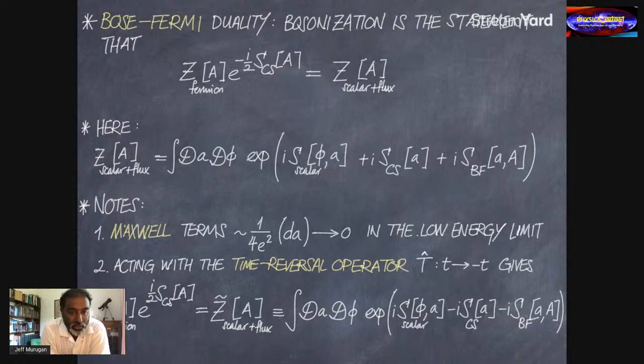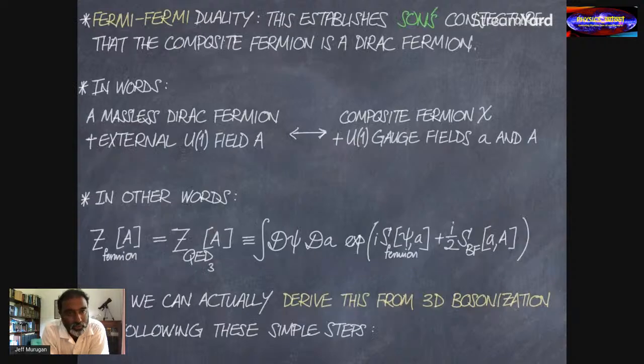Well, if you do that, you actually get another version of this duality that says that a fermion coupled to e to the plus i/2 S Chern-Simons — notice the minus in the top line and the plus in the bottom line — is equal to this Z tilde of a scalar plus a flux, where the Z tilde is the same as Z, except the Chern-Simons term gets a minus sign and the BF coupling gets a minus sign. This actually makes all the difference in the world.